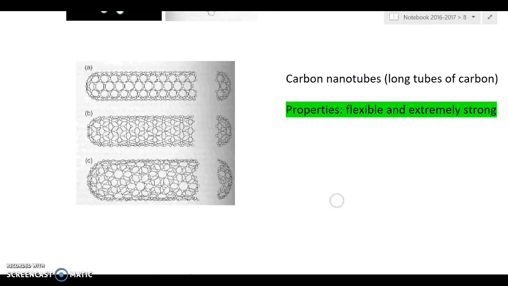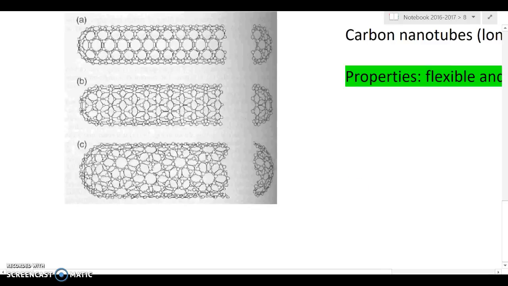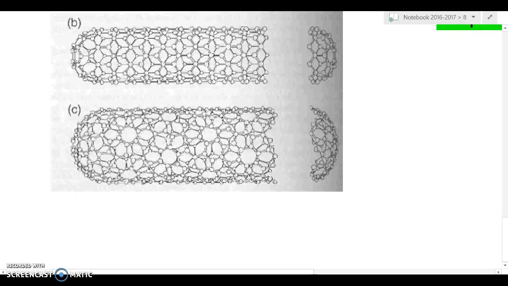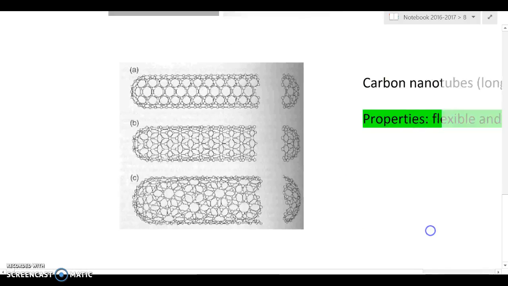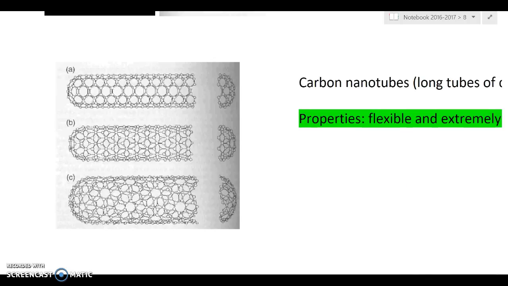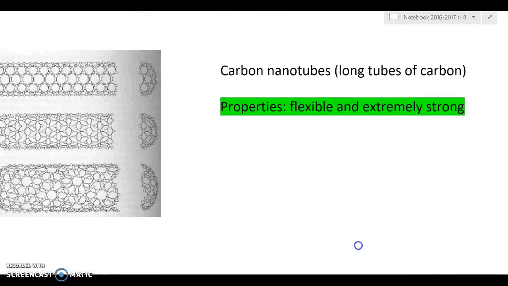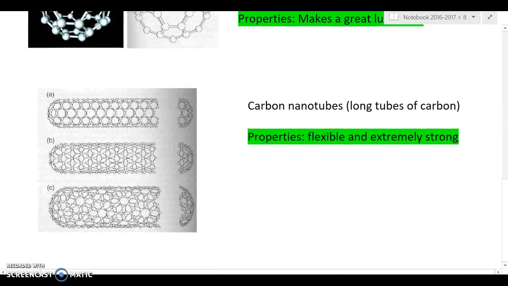So here's the 4th form of carbon I'm going to show you. It's called the carbon nanotube. It's an enormously long, enormously thin tube of carbon atoms, all joined together by 3 bonds between them. There's quite a high density of bonds in carbon nanotubes as well. Well, the properties of carbon nanotubes is that they're both flexible and extremely strong. I wonder why the structure of the carbon nanotube determines these properties.